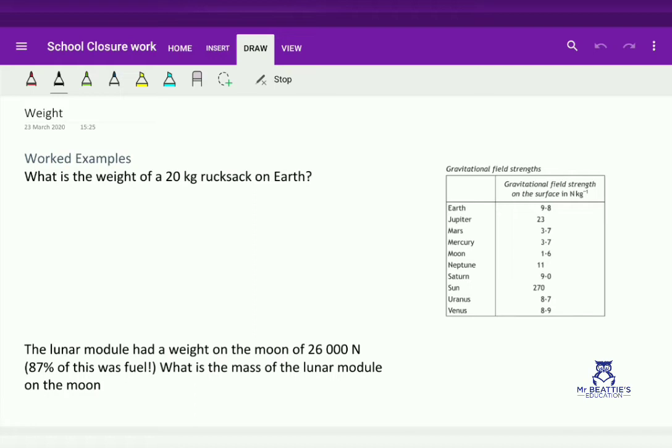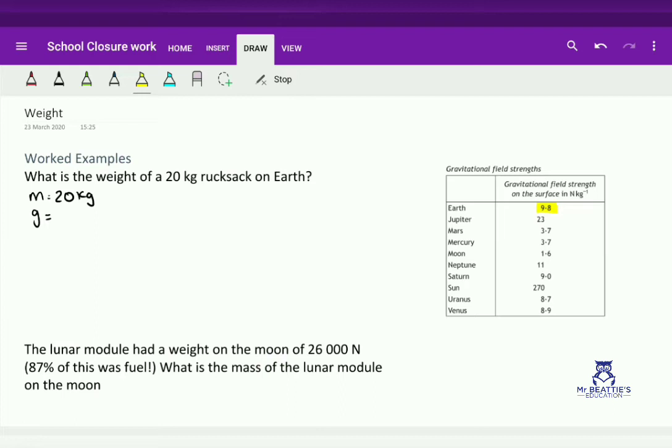So we're going to do a couple of calculations, and we always do our calculations in a specific way. You're probably sick to death of me saying this, but I need to keep reiterating it because your working is so important in physics. So the first thing we're going to do is write down what we know. The question's asking us for the weight of a 20 kilogram rucksack on Earth. That means it's given us the mass, which is 20 kilograms, and it's said that the rucksack is on Earth, so we can work out this g using our data sheet over there.